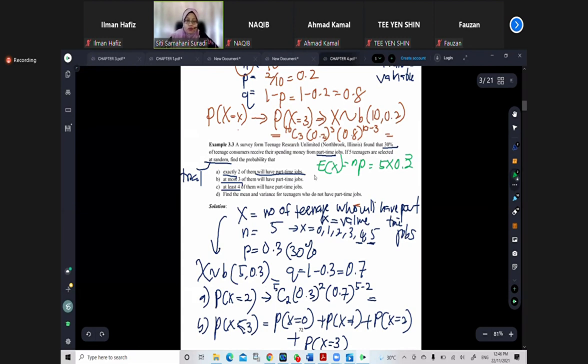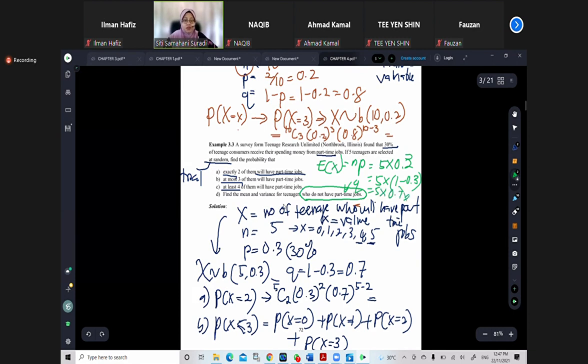If not, do not have part-time. So do not have part-time means q. So that means you consider 5 times 1 minus 0.3. Okay, so be careful with the wording. The concept is np, but the word mean is for not having part-time. So that means 5 times 0.7.